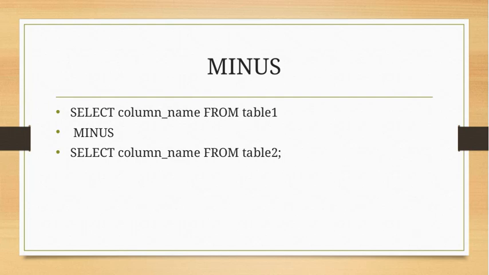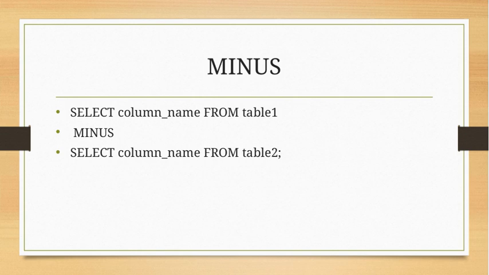All right, let's talk about the minus operation in SQL. Essentially, what we're doing here is comparing two sets of data. The syntax starts with select column name from Table 1. This part is pulling specific data from our first table. Then, we use the minus keyword, which is pretty crucial, to tell SQL we want to find data that exists in this first set but not in the second.